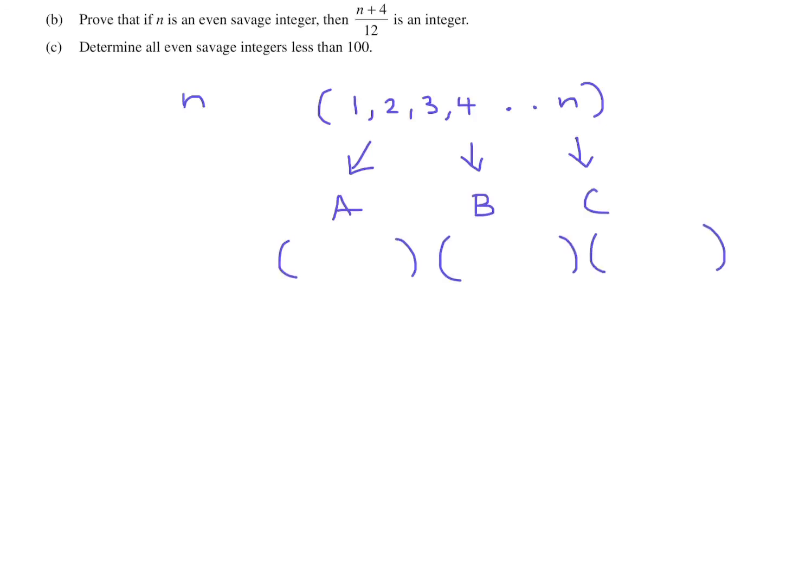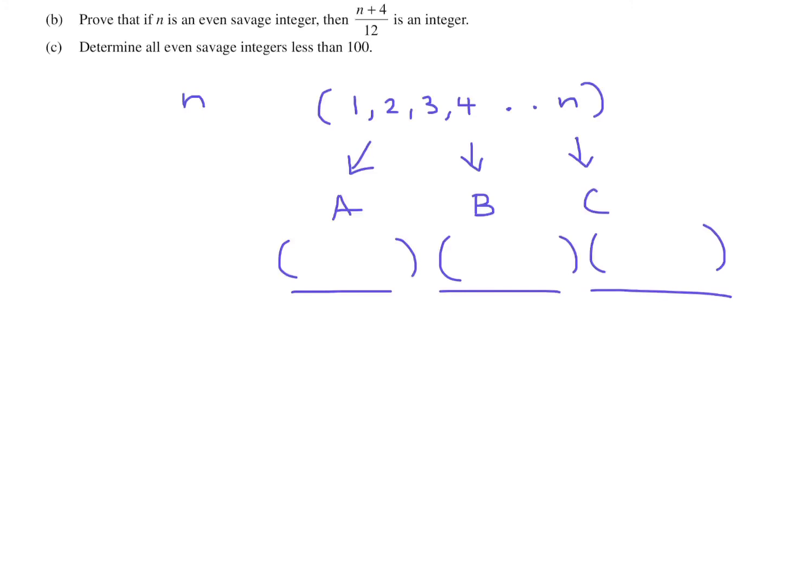Prove that if n is an even Savage integer, then n plus 4 over 12 is an integer. So remember, if you've got n as an integer, then you take all these numbers all the way up till n, and you have to basically divide them into 3 groups, A, B, and C, like that. And then you have to meet all the criteria. Now, we have to add up the sum first, because if you add up the sum, it makes it much easier for us. We know that each of these will be a third of the sum, like we did previously.